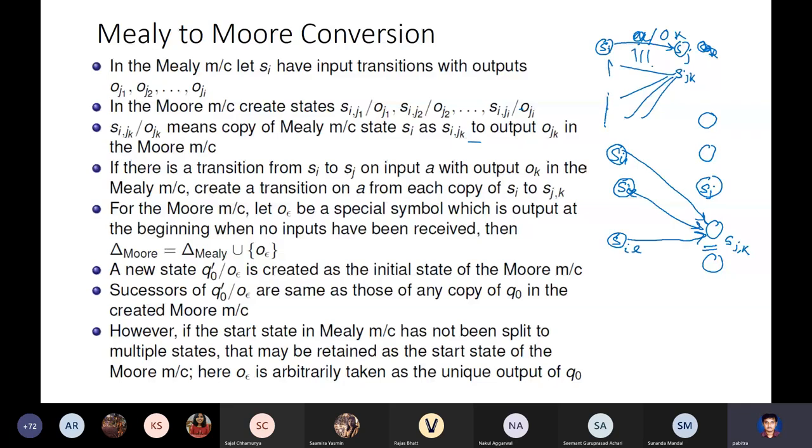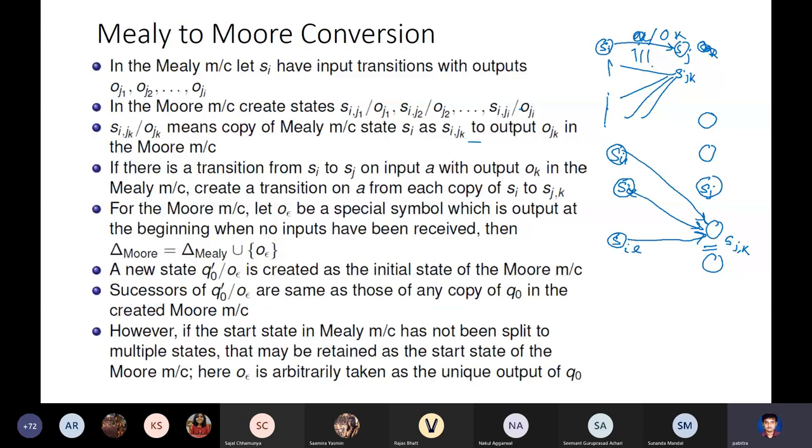All right. So now let's come to the start state. In the Moore machine, let O epsilon be a special symbol which is output at the beginning when no input is received. So delta Moore is basically delta Mealy plus this extra O epsilon. This is the extra symbol that is output. So when you are splitting the start state, in addition to the splits based on the outputs, you also create a new state, which is Q naught prime, with an output of O epsilon.